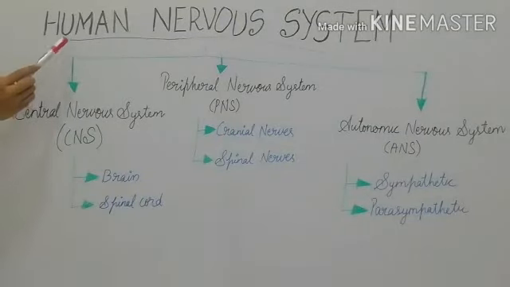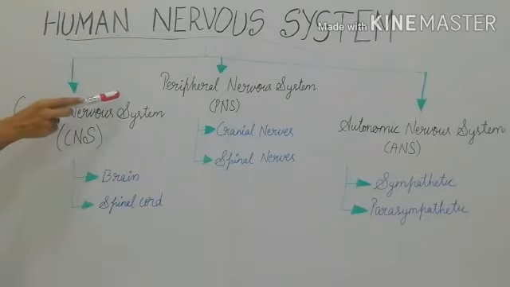Today we are going to see about the human nervous system. We humans are different from other organisms because of the well-developed nervous system. And this nervous system is categorized into three types. They are the central nervous system, peripheral nervous system, and autonomic nervous system.